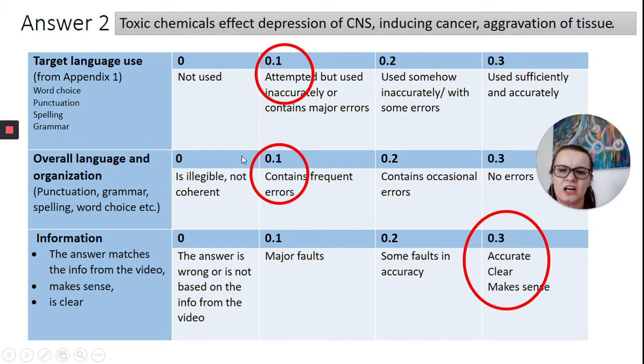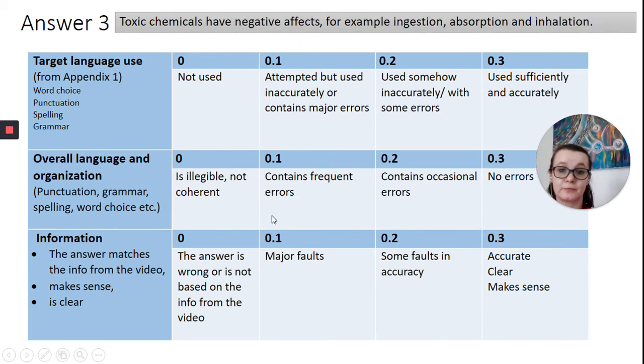Next. Toxic chemicals have negative effects, for example, ingestion, absorption, and inhalation. So what are we having here? The target language use. Yeah. It's already better than the previous ones because we have here effects, whatever. Yeah, the language of cause and effect. We have the language of giving examples.